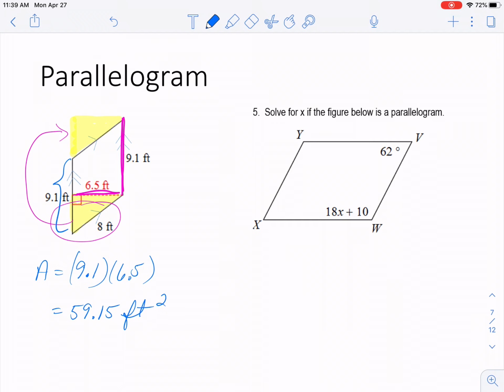Now, number 5, I'm telling you ahead of time that it's a parallelogram, so what do we know about the opposite sides? Opposite sides are parallel, and they've been cut by a transversal.